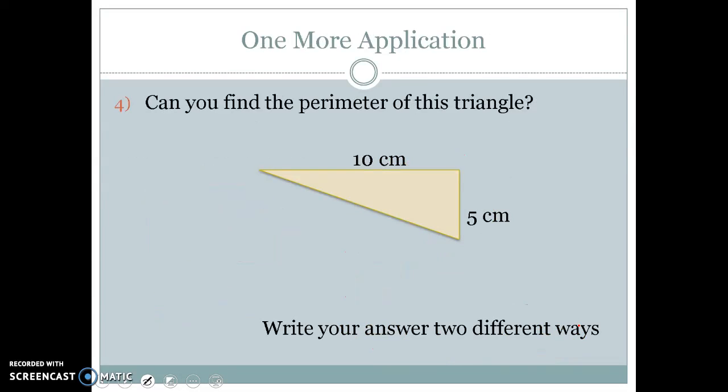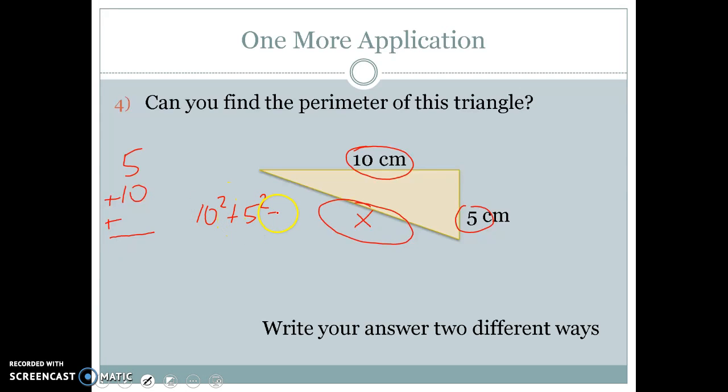We want to find the perimeter of this triangle. Remember, the perimeter is the sum of all the sides. I know that one side is 5, one side is 10. So I'm going to take 5 plus 10 plus I have one more side that I don't know. That's the hypotenuse. So I need to find the hypotenuse here. If I use the Pythagorean theorem, let's call the hypotenuse x. I'm going to have one leg, which is 10 squared, plus the other leg, which is 5 squared. That's going to equal the hypotenuse, which is x squared.